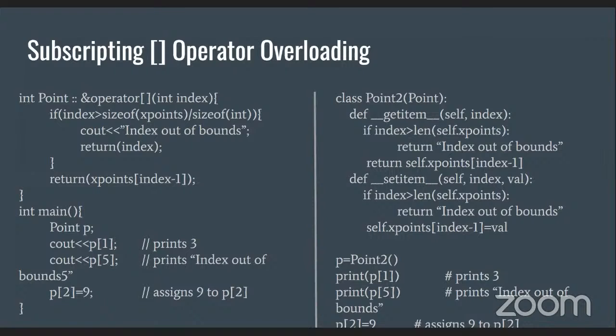But this X points 4 is also out of bounds, as 4 indexes out of bounds for the X points. So in this case, we will be getting out of bounds for this particular value. That was for retrieving the value. Now for assigning the value, it goes the same.